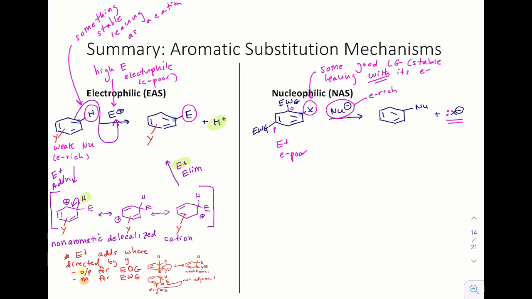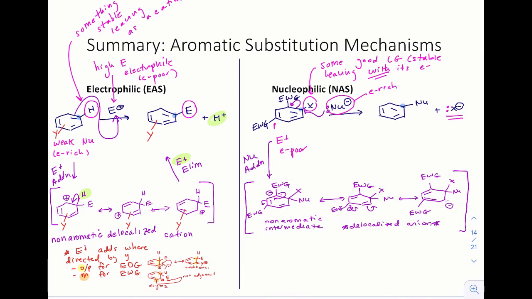Now for the mechanism of nucleophilic aromatic substitution. The electron-rich nucleophile attacks the carbon bearing the leaving group. This nucleophile addition step generates, again, a non-aromatic intermediate. However, this time it's an anion. Once again, these three resonance structures describe how the charge is shared amongst the 4 sp2 hybridized carbons of the ring in this 5-atom pi system.